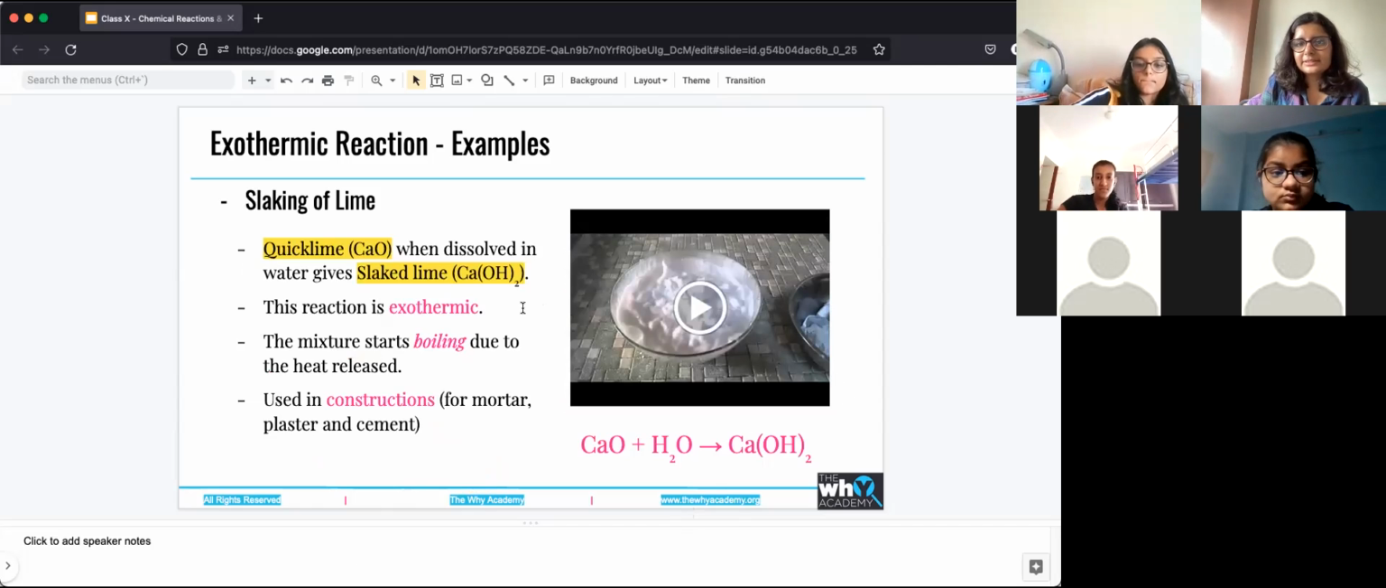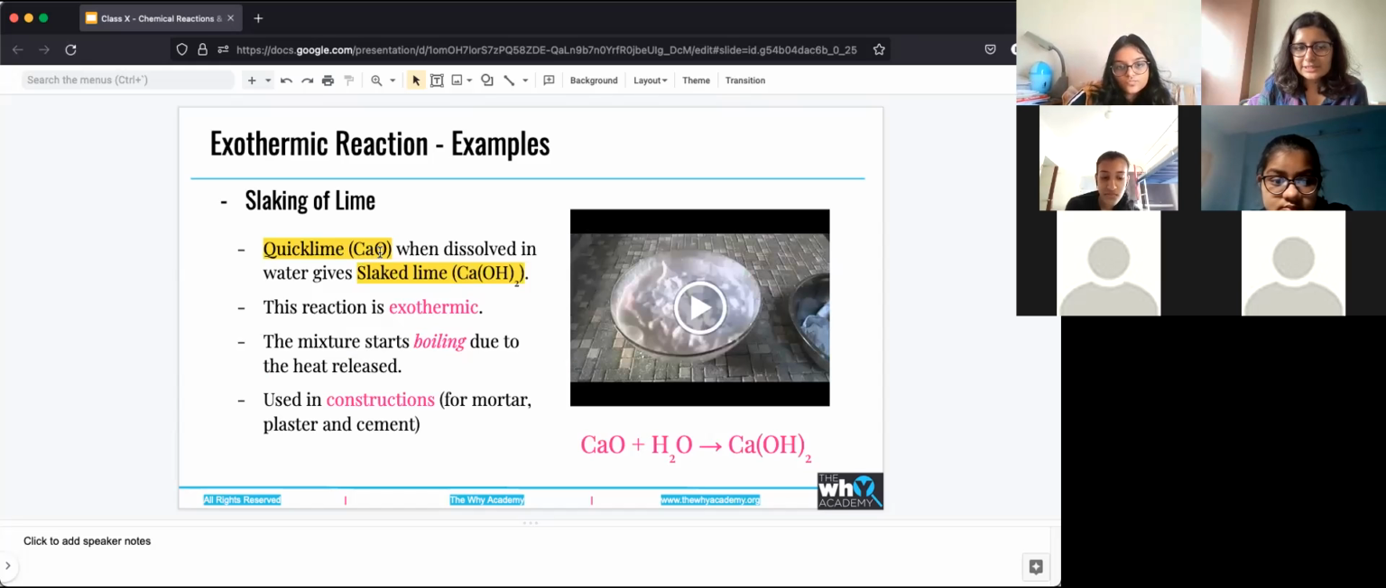Slaking of lime. This is a new reaction you haven't come across. You might have seen this in normal life. If you go to a construction site and observe, that's where you will see this happening a lot. Quicklime is calcium oxide, and it's not some exotic chemical. Quicklime is your chuna, which may be used in whitewashing. That's what it is.